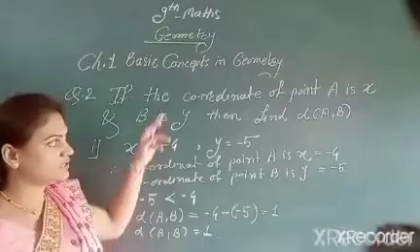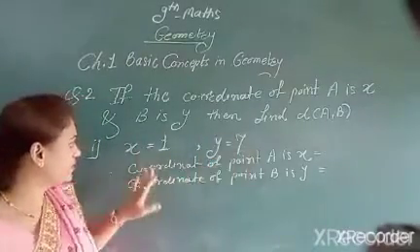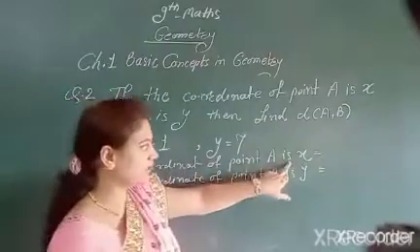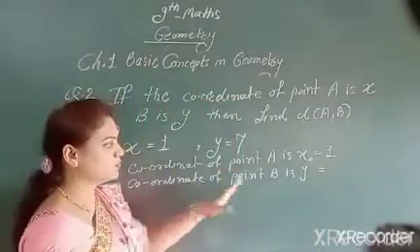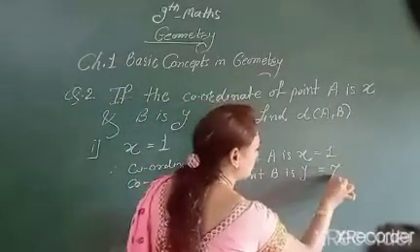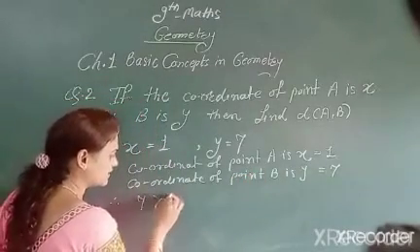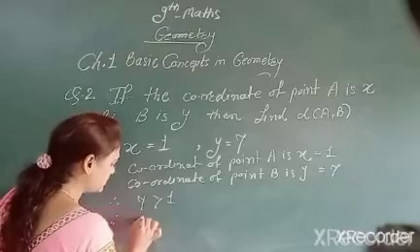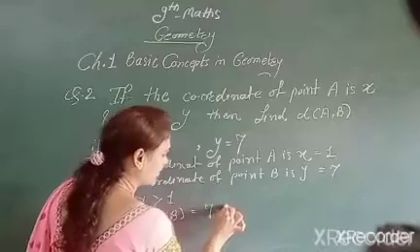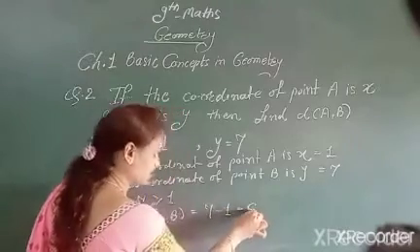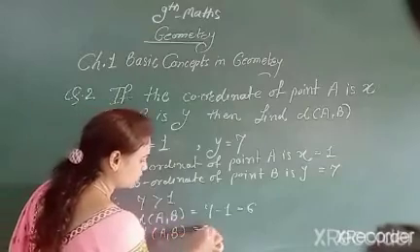Okay, did you get it? How to solve? The next values are x equal to 1 and y equal to 7. Here the coordinate of point A is x equal to 1, and the coordinate of point B is y equal to 7. Which is the greater coordinate? Here 7 is greater than 1. Therefore distance AB is equal to 7 minus 1, that is equal to 6.